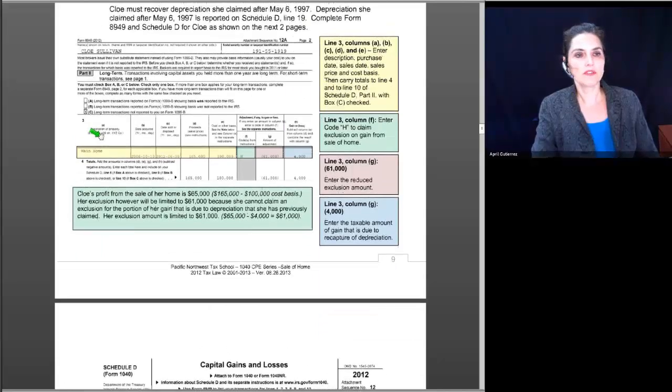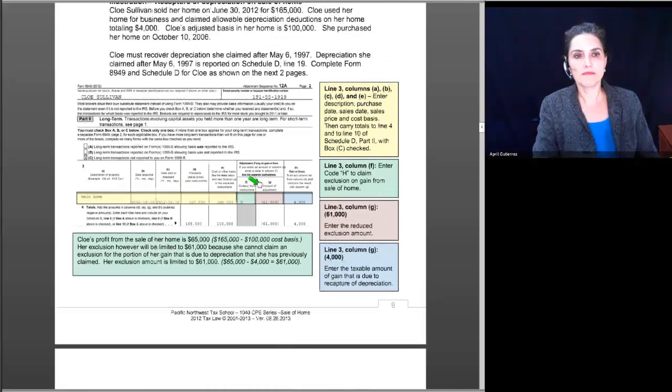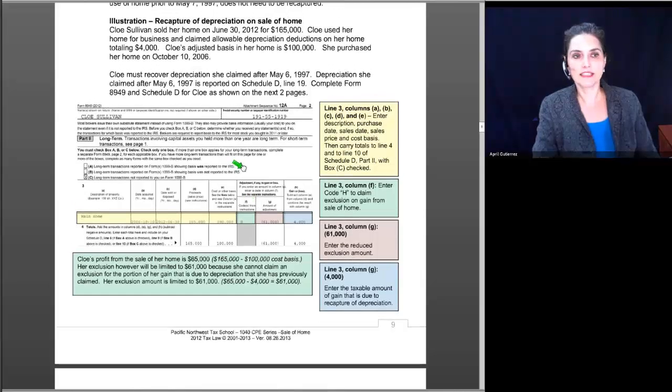So we return to this 8949, and again we enter the description on line 3, main home, date acquired, date sold, proceeds from the sale or the sales price, and then we enter the cost or other basis. And then in column F, we enter code H for claiming the exclusion on the sale of home, and then we enter the amount of the adjustment. And in this case, the amount of the adjustment is less than her gain.